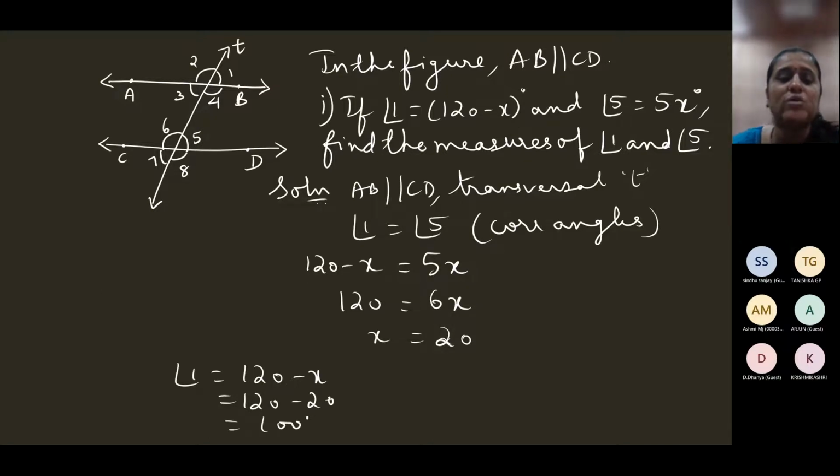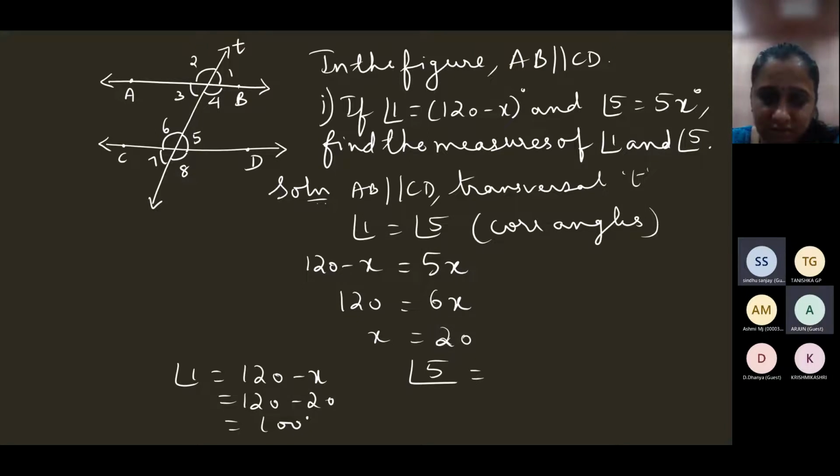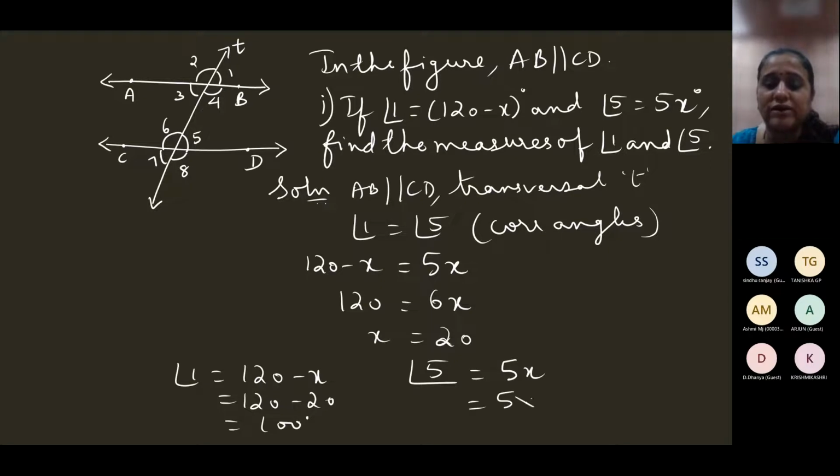Now, without working, tell me what will be the measure of angle 5? If angle 1 is 100 degrees, what will be the measure of angle 5? 100, ma'am, because corresponding angles are equal. Yes. So since angle 1 is equal to angle 5, we got angle 1 is 100, angle 5 is also 100. But you can work it out because I asked you to find angle 1 and angle 5. So angle 5 is equal to 5x degrees, that's 5 into 20, 100 degrees.